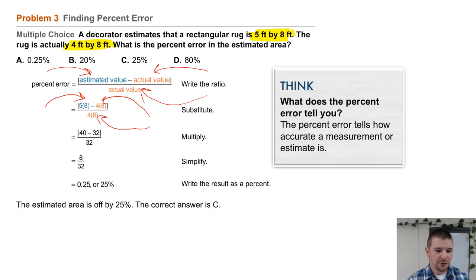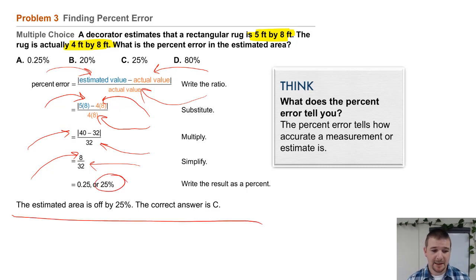40 minus 32, our numerator in absolute value. 40 minus 32 is 8. The absolute value of 8 is 8. Our denominator, 32, stays 32. And 8 divided by 32, 0.25 or 25%. Answering in a complete sentence, the estimated area is off by 25%. The correct answer is C.